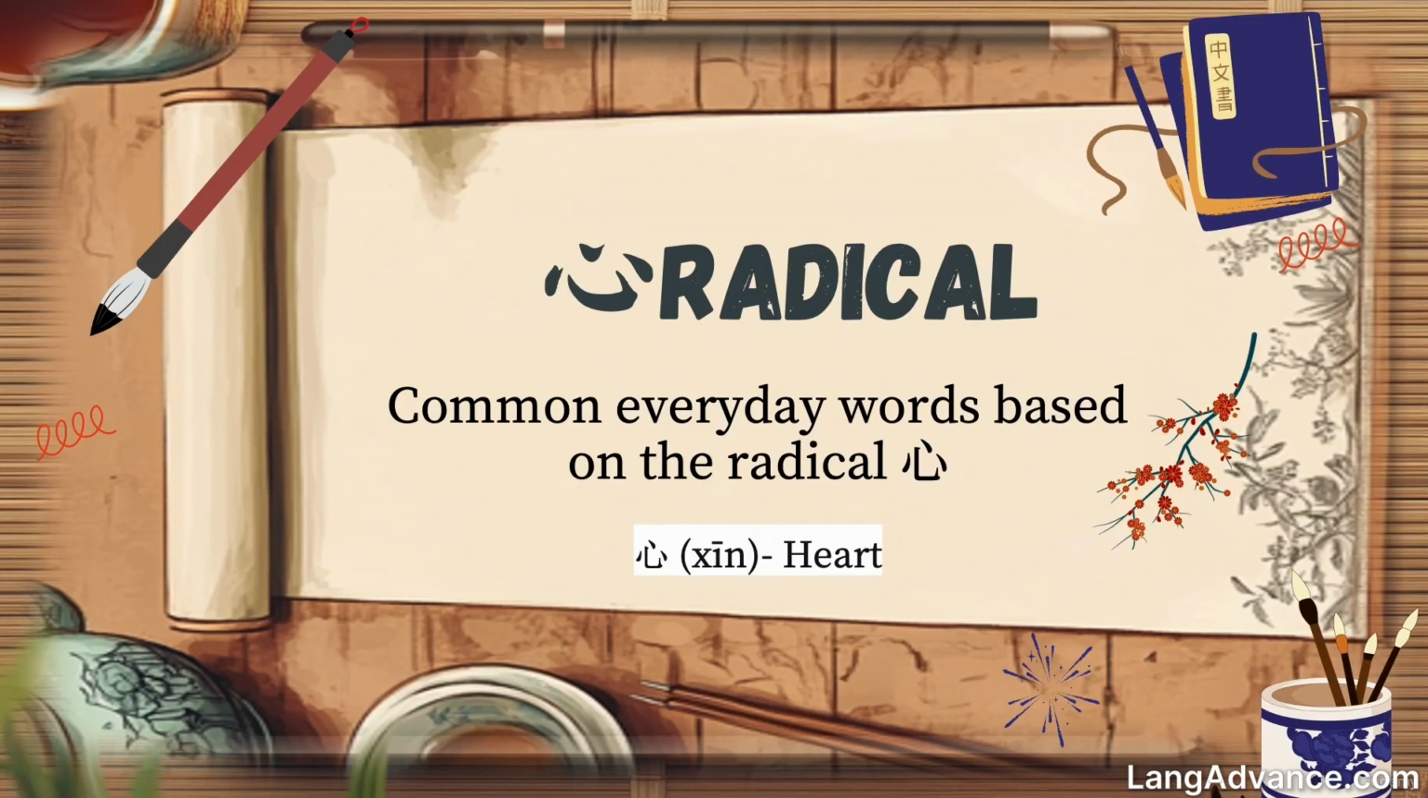We will be looking at some common everyday words based on the radical 心. 心 means heart. So when you look at these types of characters, you will know that it's associated with emotions, thoughts, and the mind.